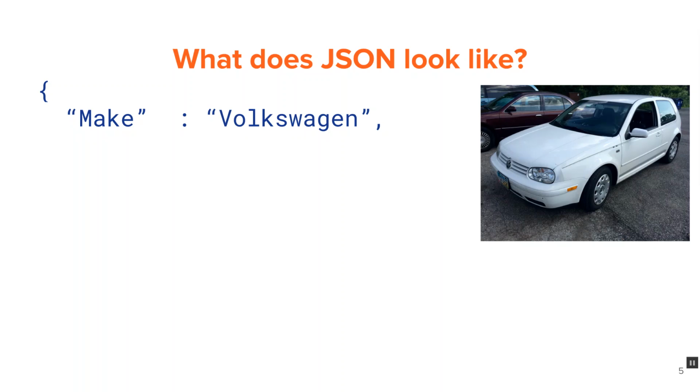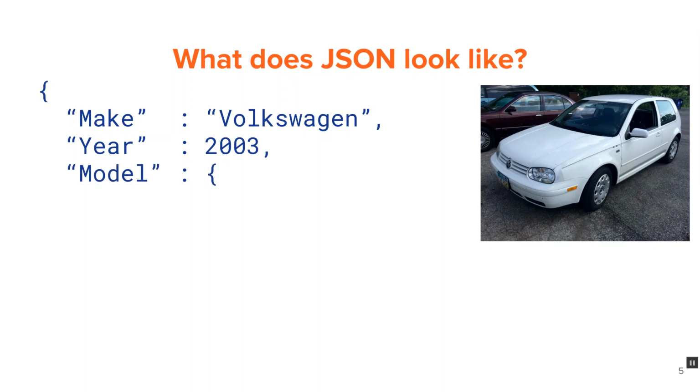Besides just string values like Volkswagen, we can also have integers. There's not a ton of data validation in JSON. We'll take a look at some of that later as well, but we do have strings, we do have integers, and we have a couple of other data types that we'll take a look at too. We also have complex objects.